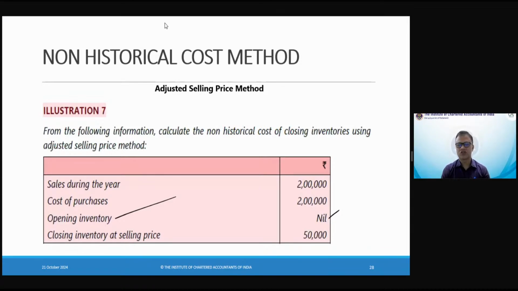Then the cost of purchases are there. You have got a closing inventory, but it is at a selling price. You know the closing inventory at selling price. What you have to find is the cost of this inventory.